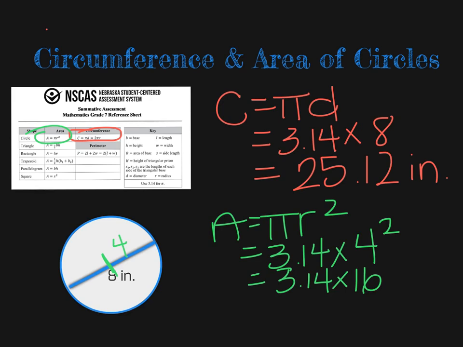When you do 3.14 times 16, you get 50.24. Now remember, we're talking about area. Whenever we're talking about area, it's how many squares it takes to cover. So that would be 50.24 inches squared.